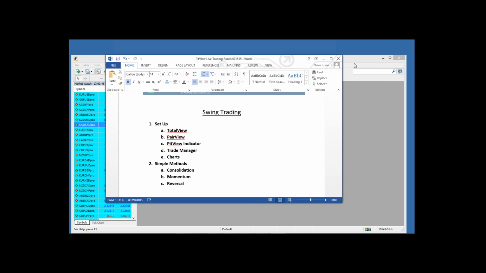Essentially, in this two-part series, today is going to be highly interactive. I'm not going to use a PowerPoint. What I'm going to do today, because it really is simple, is go through more on setup and some of the more simple methods that we trade in class, including consolidation, momentum, reversal, and retracement. A lot of it's going to be based on the basics of what I cover in the live trading room.